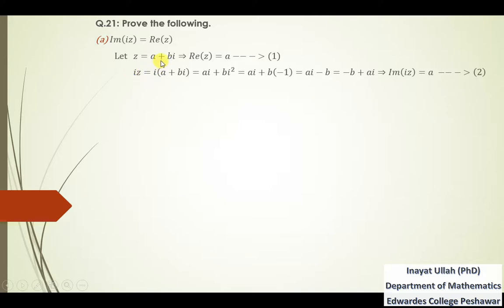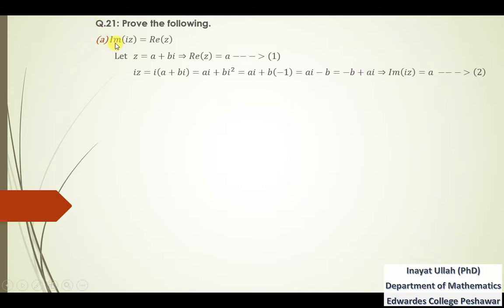Iota z is equal to iota times (a plus b iota). Multiplying iota inside, we get a iota plus b iota square. But we know that iota square is minus 1, so there is minus 1 into b, that is minus b. So that is the answer for iota z. But we write a complex number in the form of real and imaginary. The real part will be written first, minus b, and plus a iota will be written second. This is the answer: iota z is minus b plus a iota.